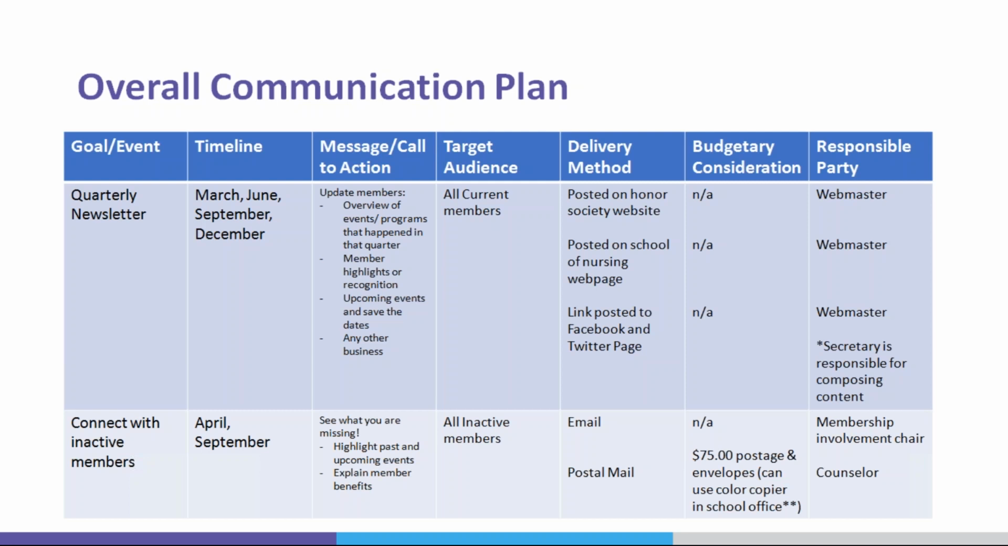The second line on this example is the Honor Society's goal to connect with their inactive members. For this communication, the delivery method is both an email and a printed letter or flyer. These inactive members may have moved, or the email address on file may no longer be valid. Using both email and postal mail delivery betters the chance that the inactive member will receive the communication.